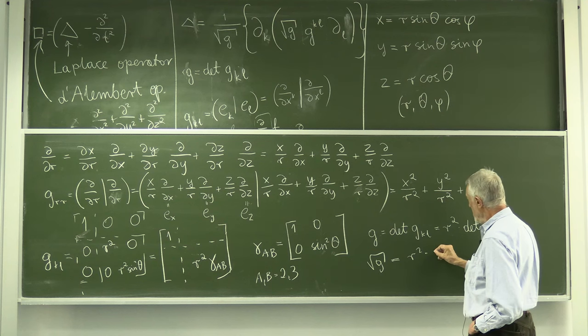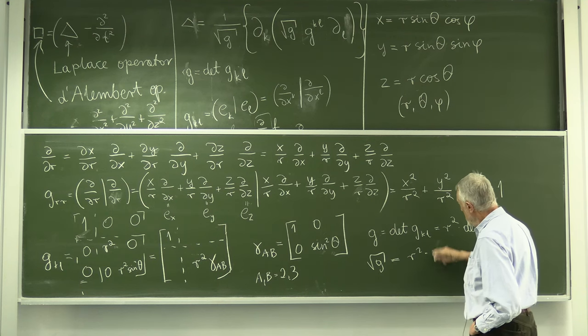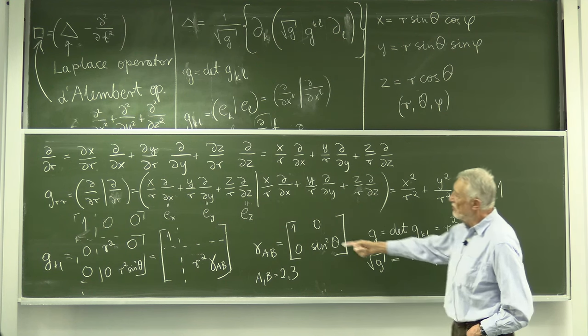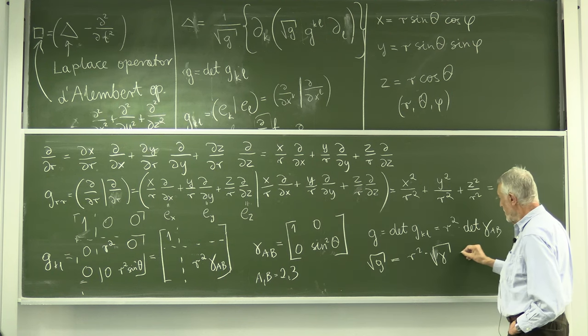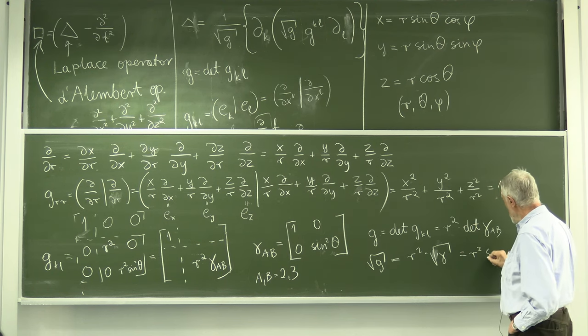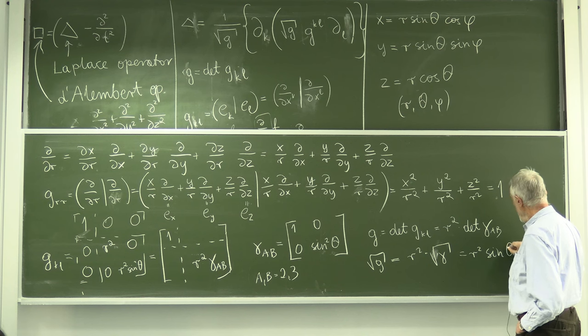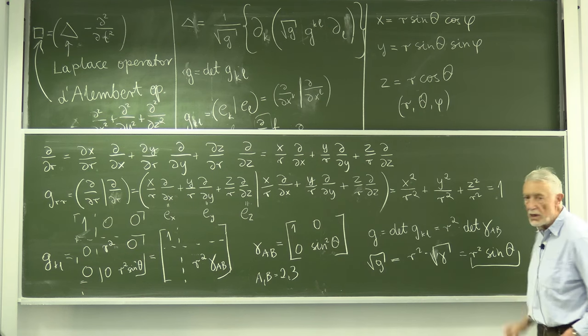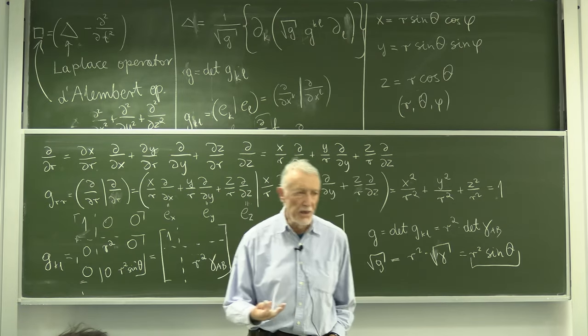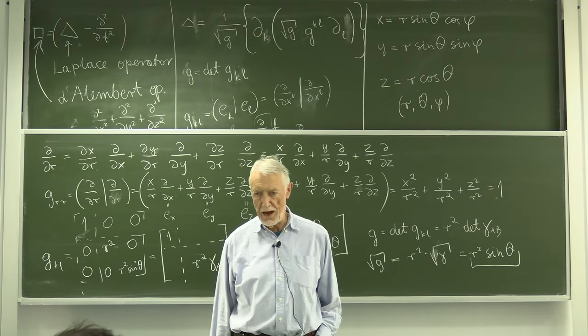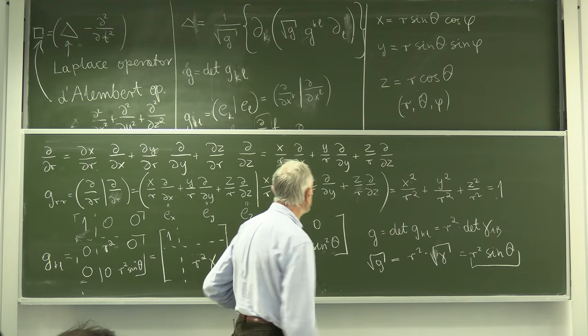times the square root of gamma. And the square root of gamma is sine square, which is simply sine. So it is r square sine theta. And of course, you know this expression. This is just the volume element in spherical coordinates. Yeah? Okay.